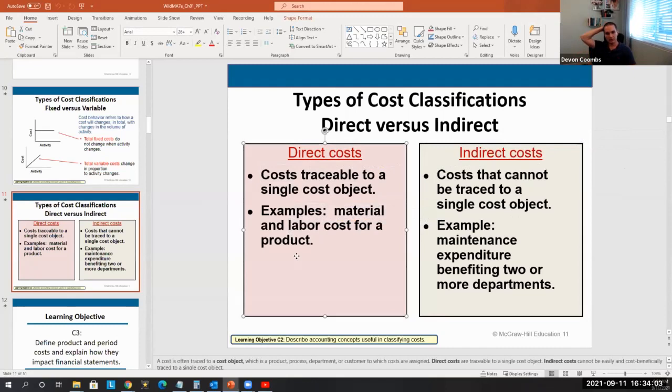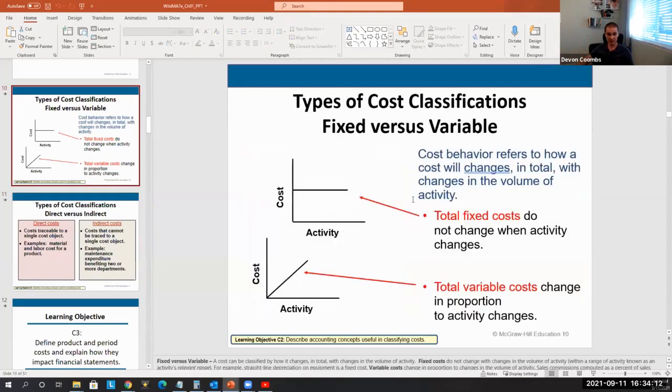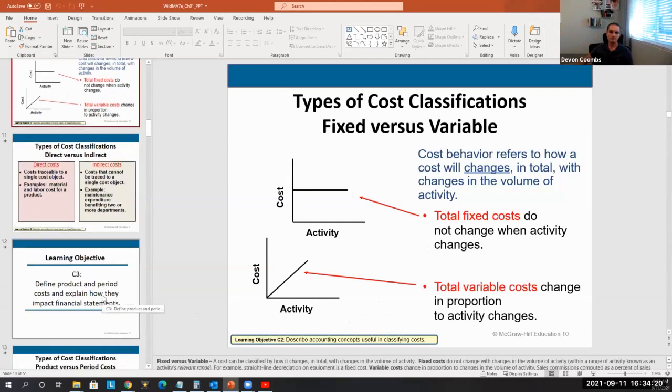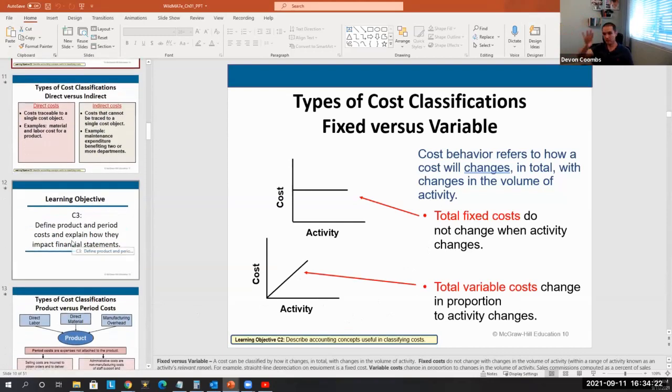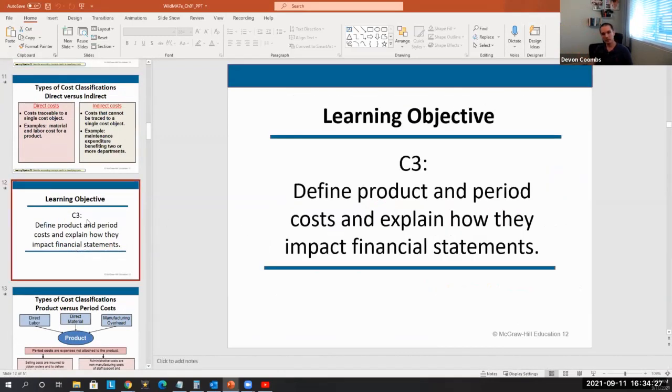Examples of direct costs are materials and labor costs. Indirect costs might be your lease or maintenance expense for two different departments. Fixed costs are costs that don't change with the level of activity. Variable costs change in proportion to the level of activity. So make sure that's a fundamental knowledge for this course. Make sure you know that. We're going to go into a lot of detail regarding that.